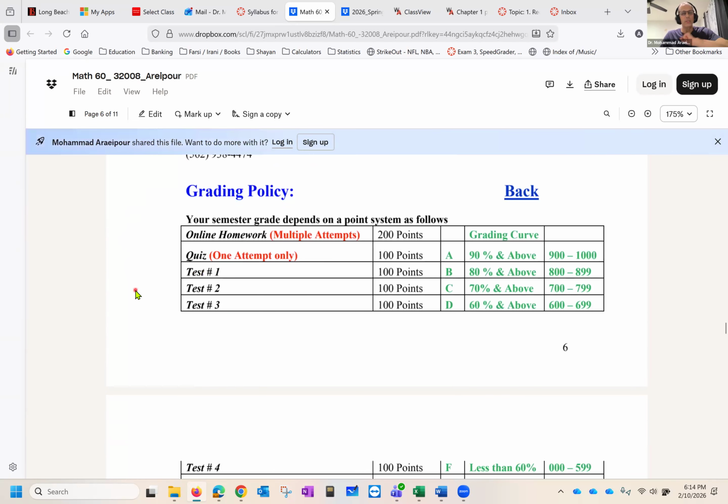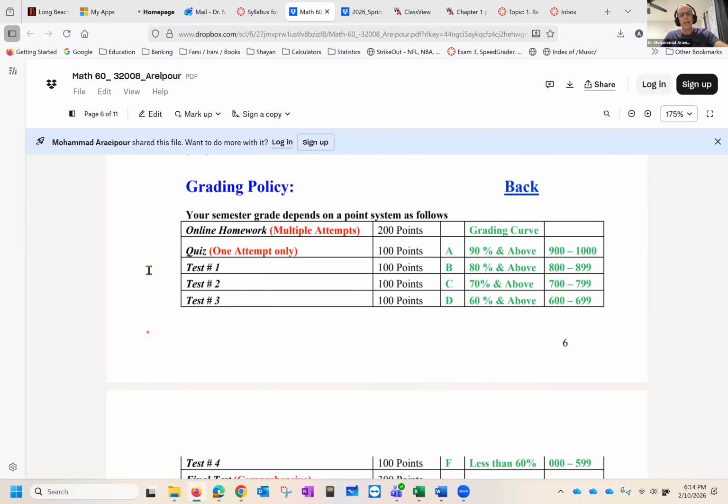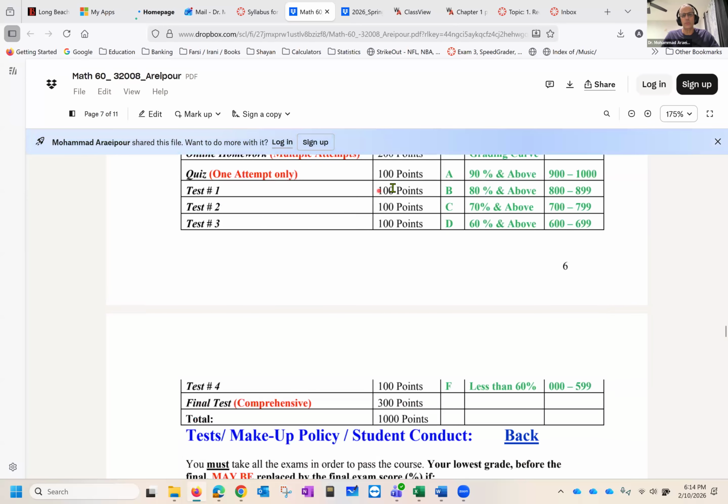Now it's the grading policy I want to discuss. The online homework, and you have multiple attempts, is worth 200 points. Basically, as long as it's done before the due date, you're in good shape. When you do the quiz, each one has one attempt, 100 points. So 200 points for the entire set of homework, 100 points for the entire set of quizzes. You have a bunch of them. And then each test is worth 100 points. The final, which is comprehensive, is 300 points. And it's mostly based on the previous exams.